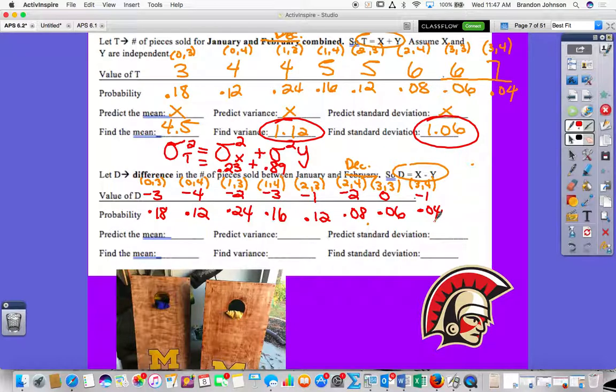Now this is a little different. What is the difference in the number of pieces sold between January and December, right? In that case, what am I doing? I'm taking what I did in December, subtracting it from January to get what I have here, right? So all this means, the negative ones mean that's how many I sold more of in December than January, during my busy time of the year, okay? So this is how I set this up. So look at this. This has the same probability down below.